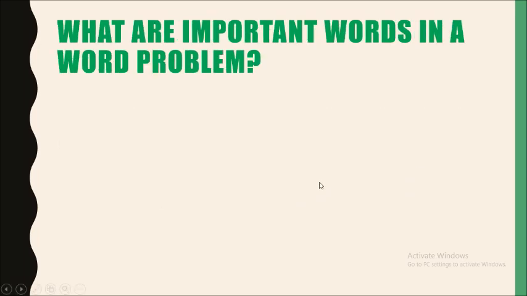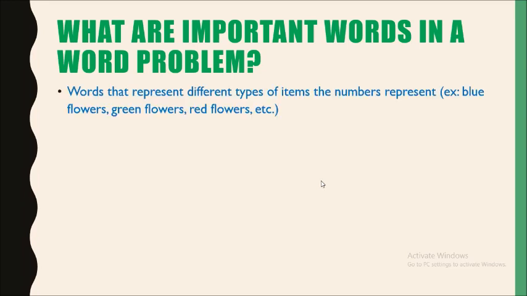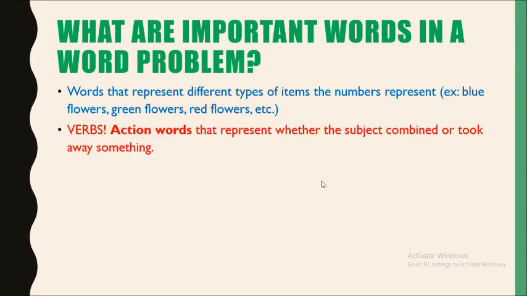Next, we will be looking for important words in the word problem. So what are important words? Some important words represent different types of items that the numbers may represent. For example, a word problem can have numbers that all mean different things, and we need to note that. The numbers can represent blue flowers, or green flowers, or red flowers. If all the numbers represent something different, then you would box the different items.